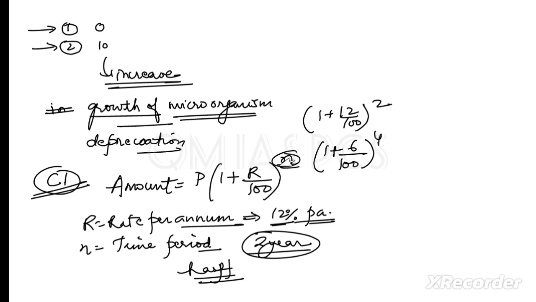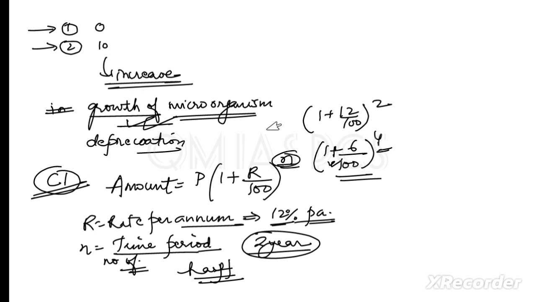That's why I'm not writing t here, I'm writing n. n means number of time periods. How many time periods are there in the given time period? So we have to write the number of time periods here. Are you getting my explanation, right? In case of growth of microorganism also, there will be a rise in the number of that microorganism, so in that case we will write plus.